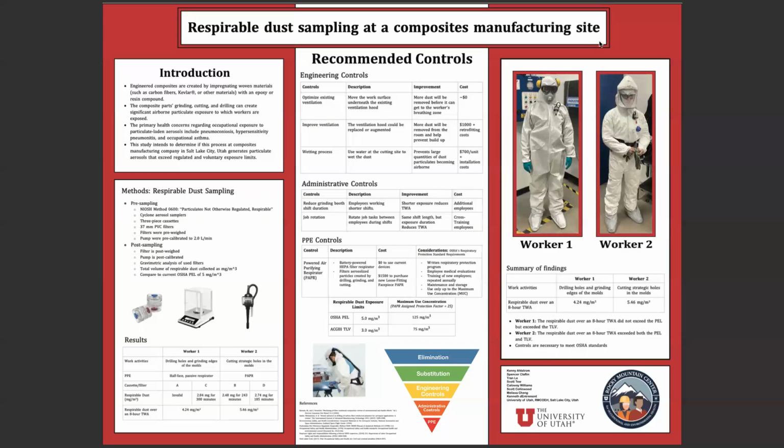the ventilation system could be improved with additional vents or a more powerful vent. And finally, a wetting system could be put into place that will spray water jets where the material is being cut, and these water jets will prevent dust from ever being introduced into the air where it can be breathed.